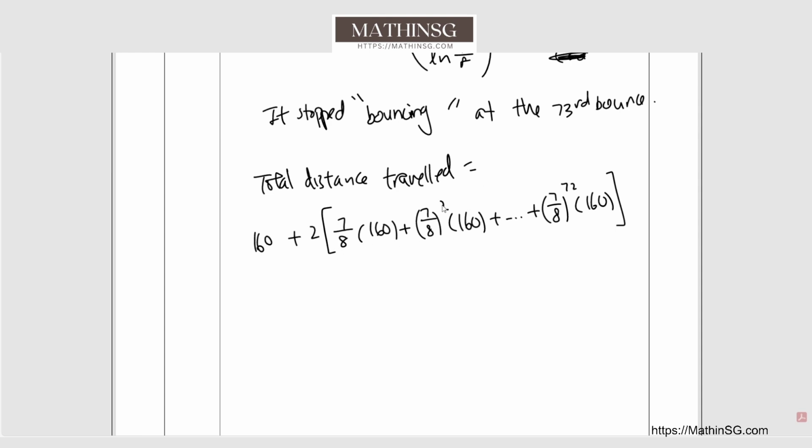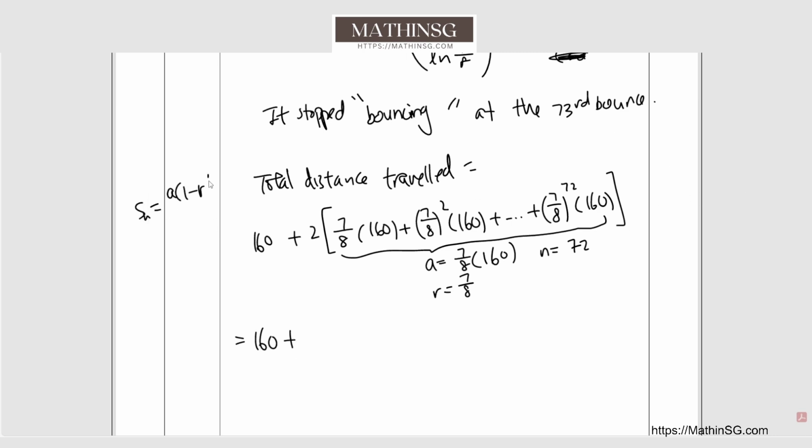If you just look at what is inside the bracket, it is a GP with the first term a, 7 over 8 times 160. The common ratio is 7 over 8. The n is 72. So it's basically 160 plus, remember, the sum of n terms of a GP is a times 1 minus r to the power of n over 1 minus r. I need to put the 2 here. Then the first term is 7 over 8 times 160, then bracket 1 minus 7 over 8 to the power of 72 over 1 minus 7 over 8.